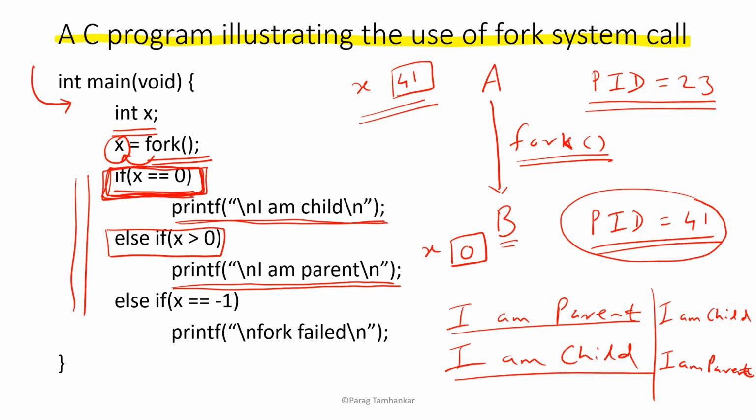Now in case fork fails, then the child is not created, and fork will return -1. Then for the parent this condition will be true, because fork returns -1, and you will print fork failed.